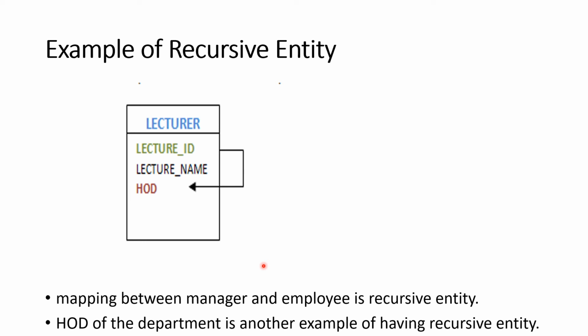Mapping between manager and employee is a recursive entity. Why? Because manager is an employee in the first place. Then HOD of the department is another example of having a recursive entity.